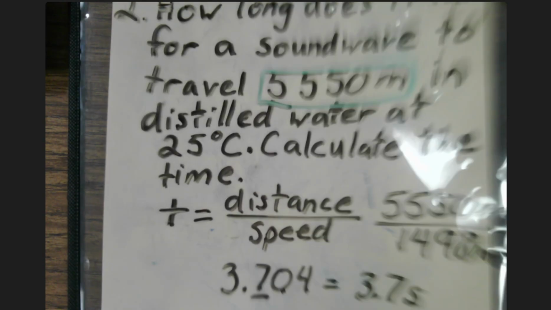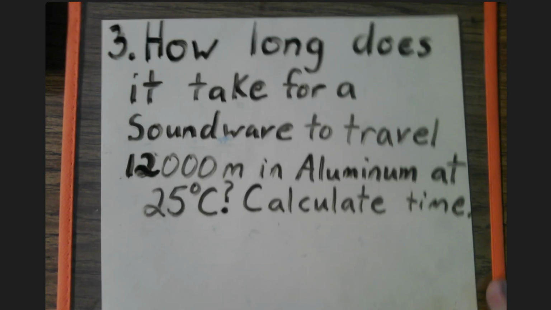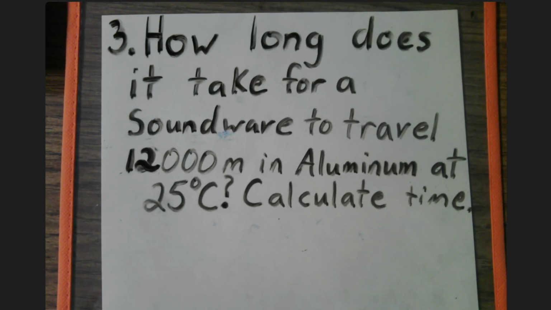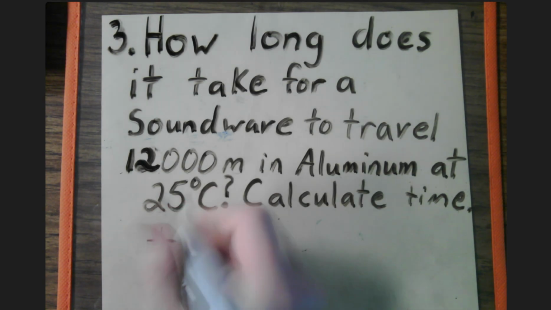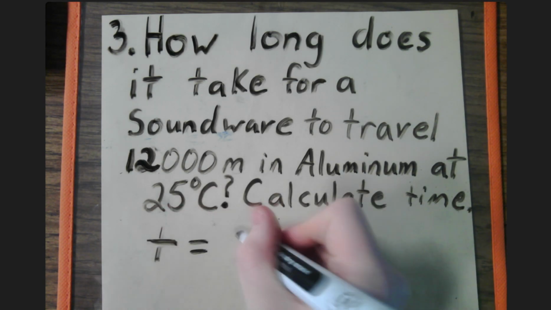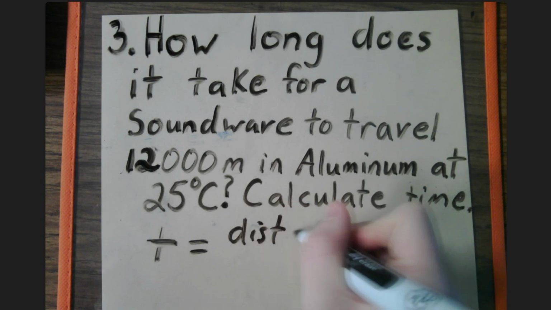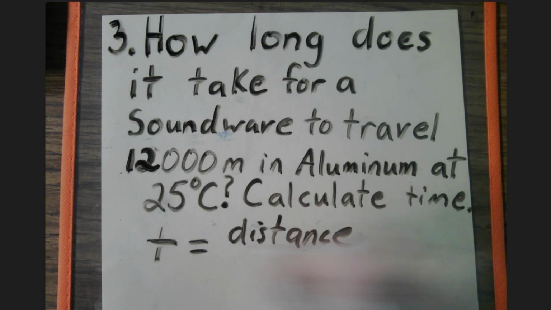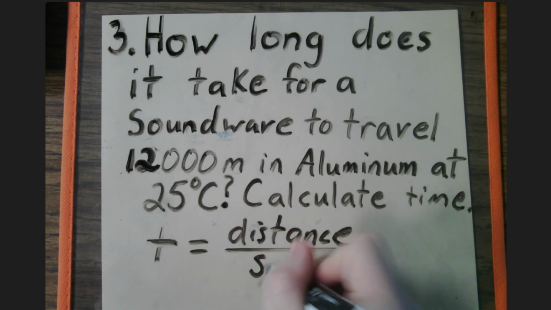Let's look at one more. All right. How long does it take for a sound wave to travel 12,000 meters in aluminum at 25 degrees Celsius? Calculate the time. Well, let's start with our formula first. Our time is equal to distance divided by speed.